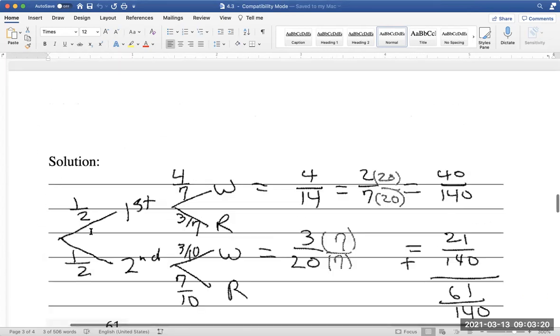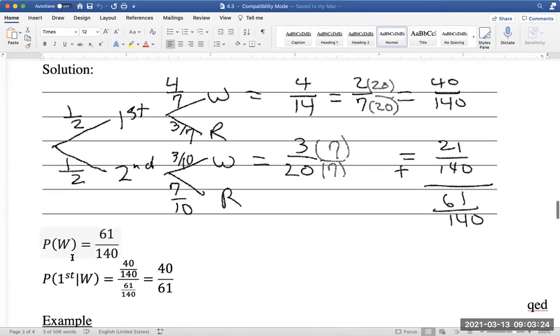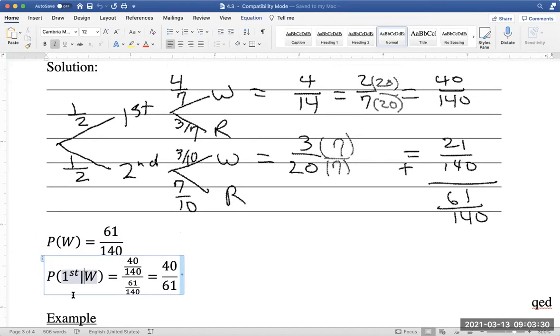Now I want to figure out, given the ball is white, what's the probability that it is from the first box? So let's find the probability from the first box, given that the ball is white. The denominator is what I just calculated, because these are white balls. First and white is 40 out of 140. So I get 40 out of 61.